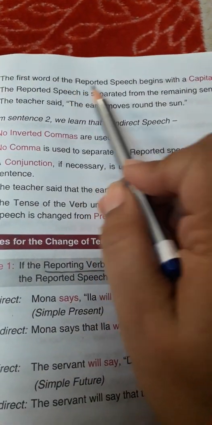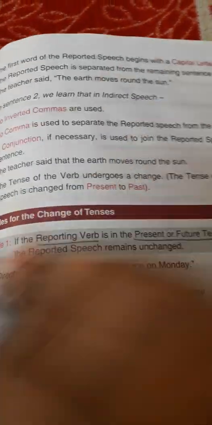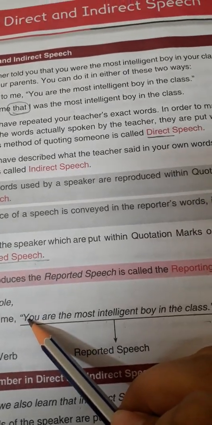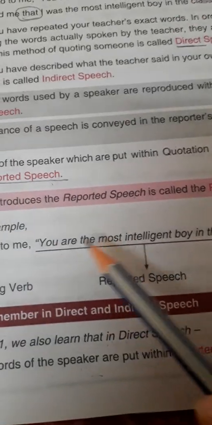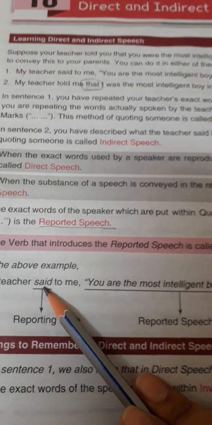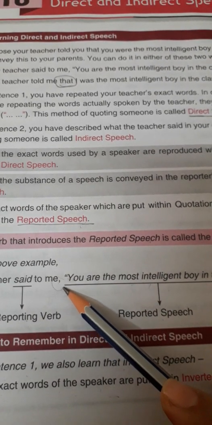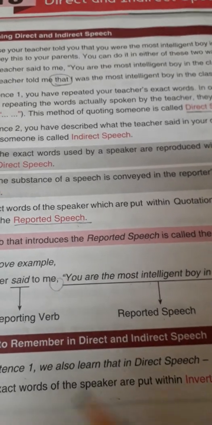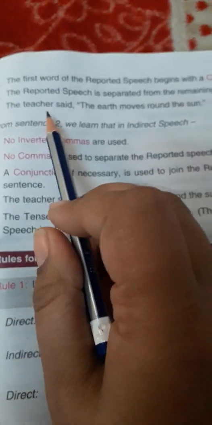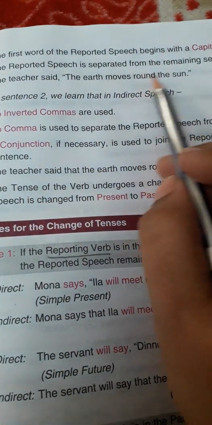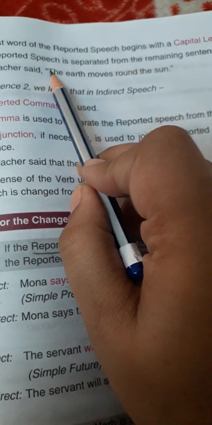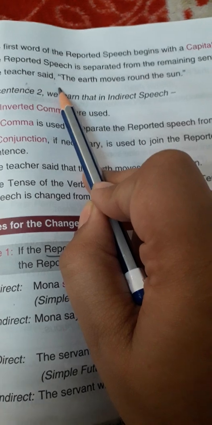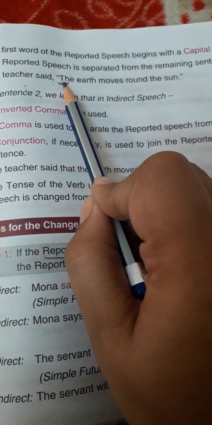The first word of the reported speech begins with a capital letter. You can see here, U begins with a capital letter. Then the reported speech is separated from the remaining sentence by a comma. This is the comma which is separating the reported speech from the rest of the sentence. For example, the teacher said, comma, "The earth moves round the sun." Now this is the reported speech which is expressed in inverted commas, and it is separated from the rest of the sentence by a comma, and here the first letter of "the" is capital.